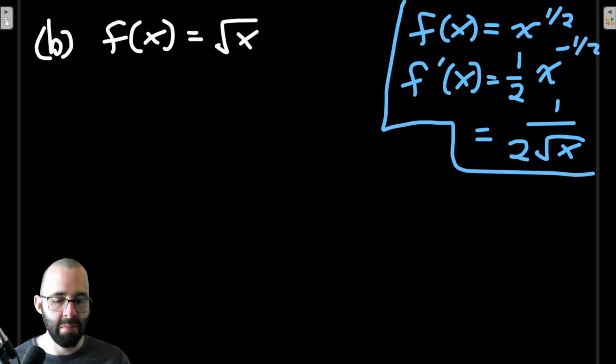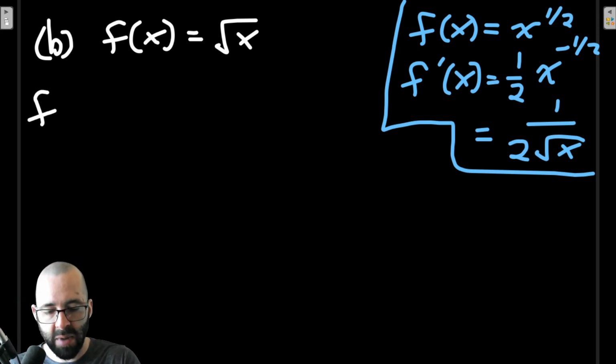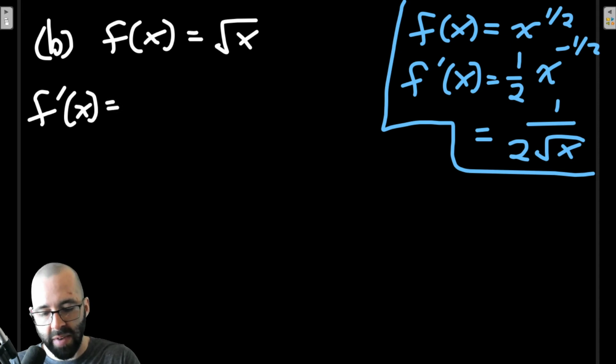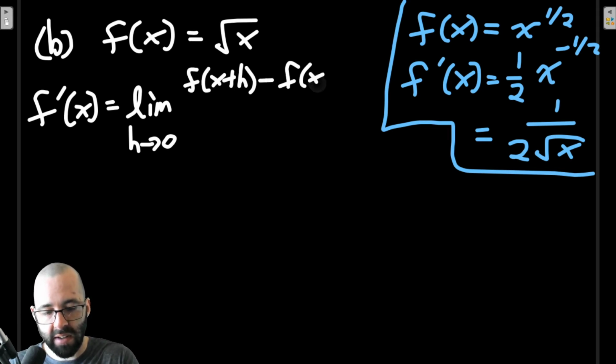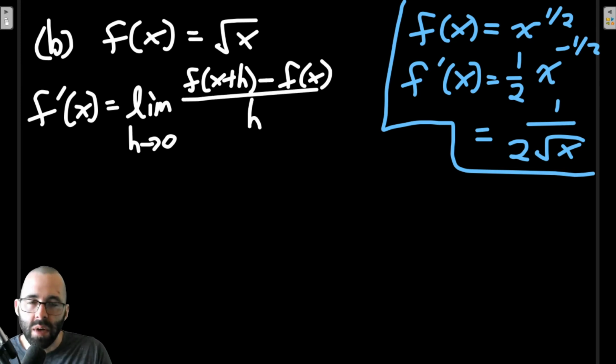And if you're worried about remembering this, because again, it can be a little tricky, f prime of x is equal to the limit as h goes to 0 of f of x plus h minus f of x all over h. I will give this to you on the quiz, okay?